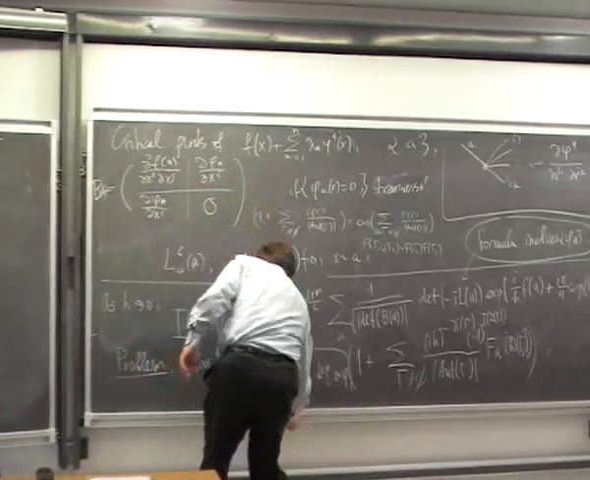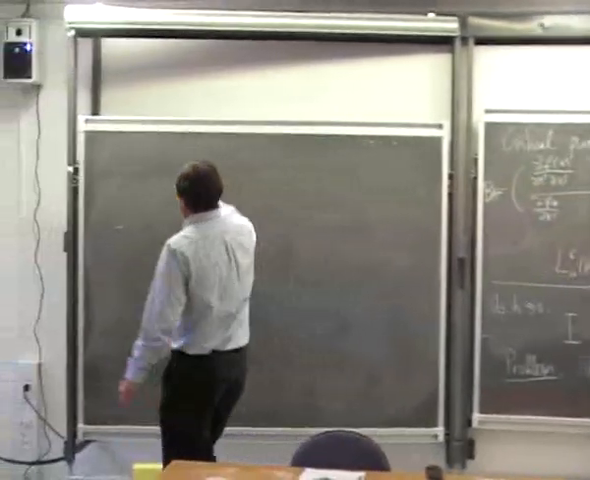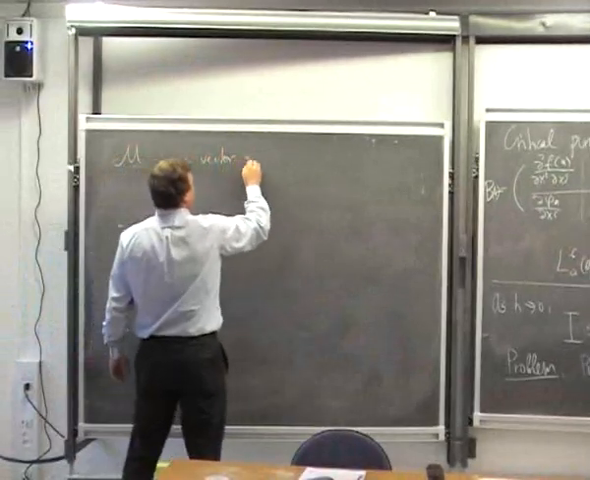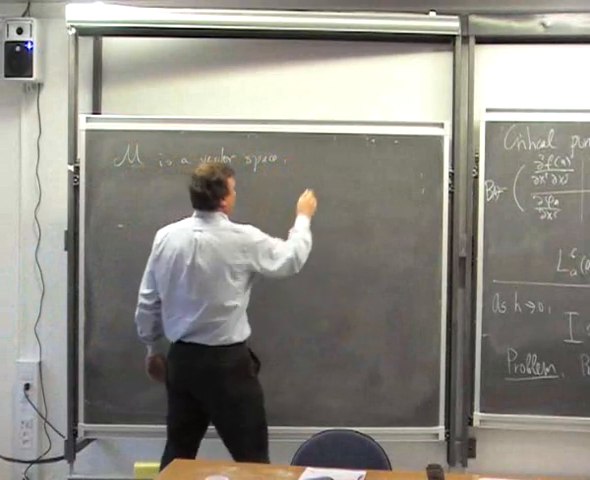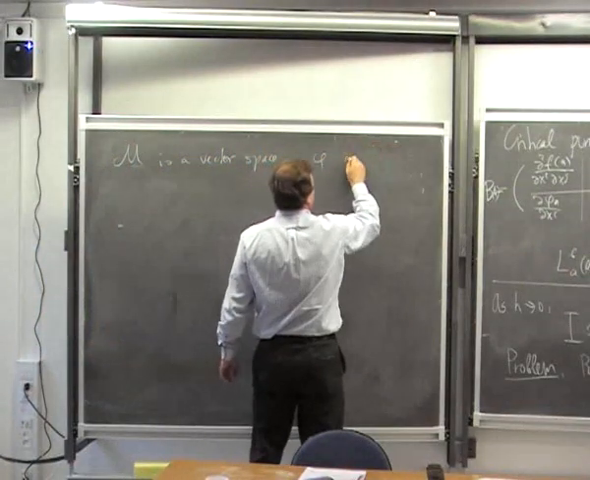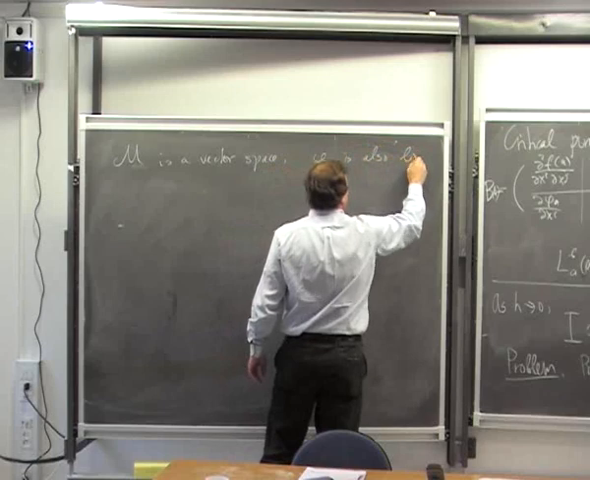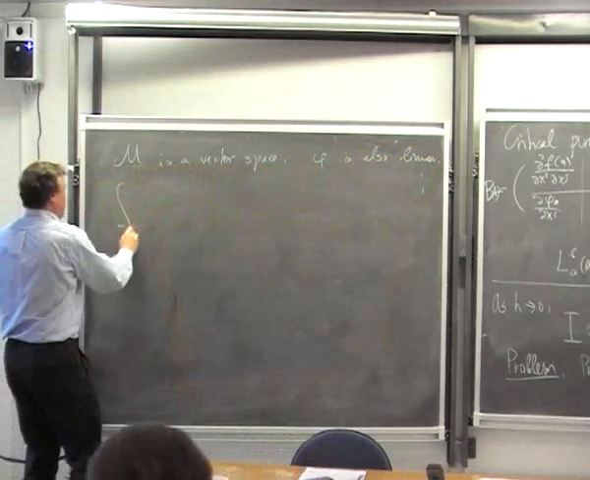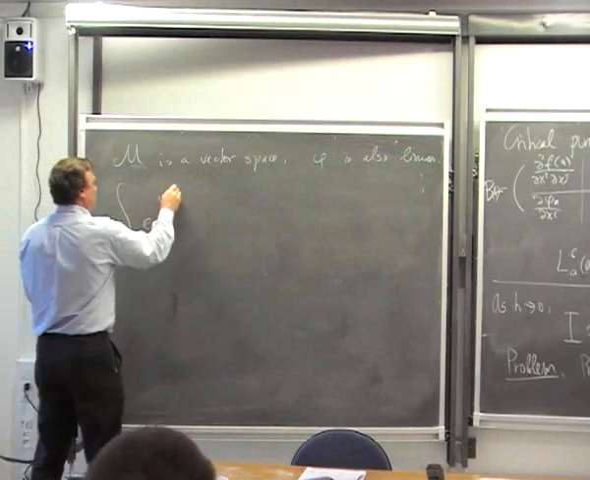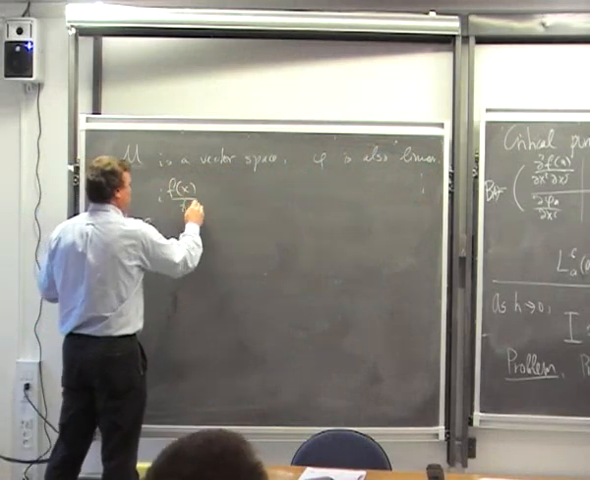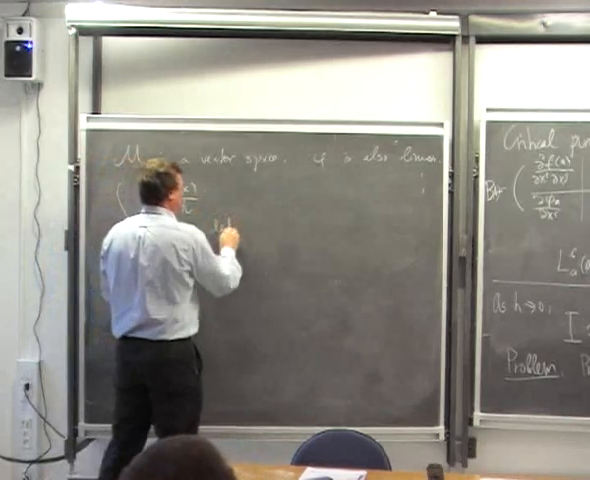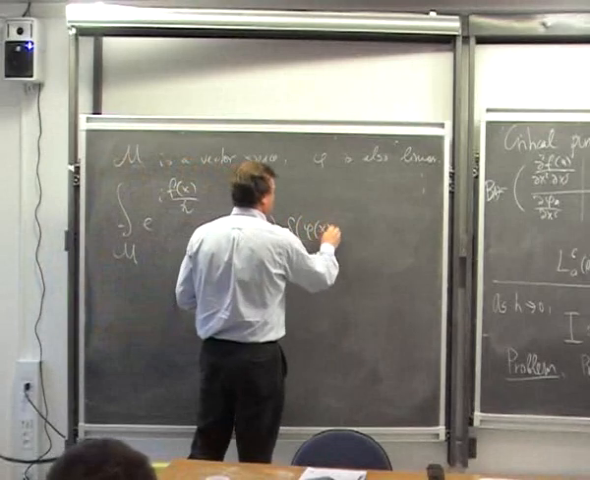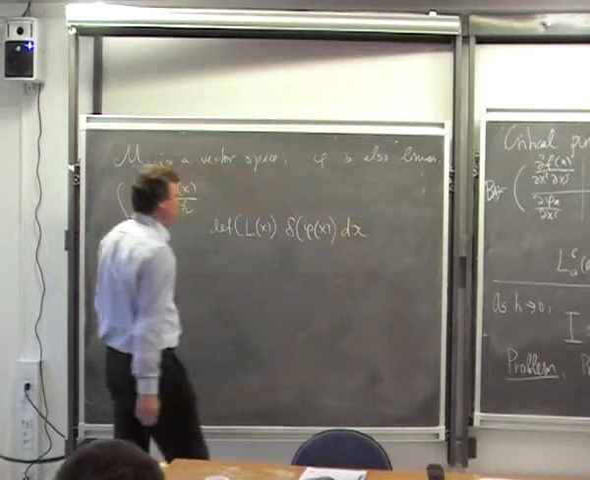So now let's look at the situation when M is linear. It's a vector space, and phi is also linear. So then, after the first step, we have the integral of the determinant Lx delta dx.